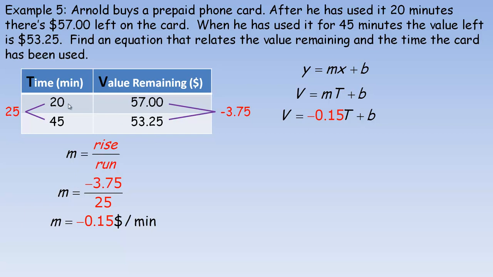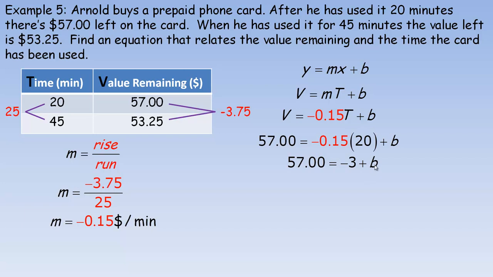And so we take one of these points here. I'm going to use the 20, 57 one. So 57 is going to go in place of the value and 20 in place of the time. And so I'm going to solve for b here. So the first thing I'm going to do is multiply -0.15 by 20. So that gives me -3.